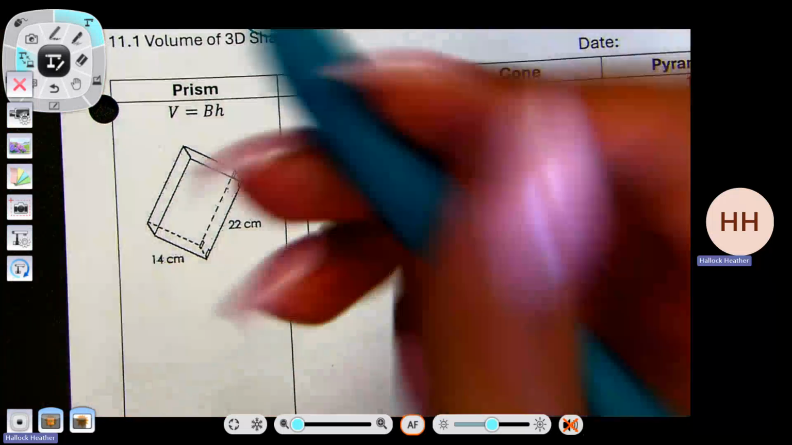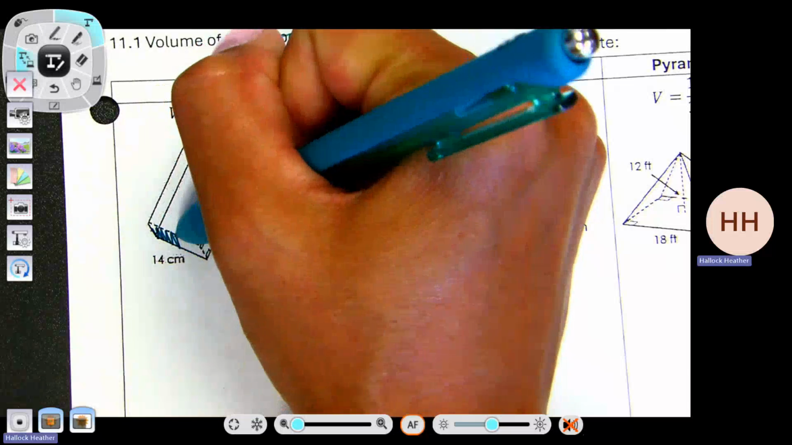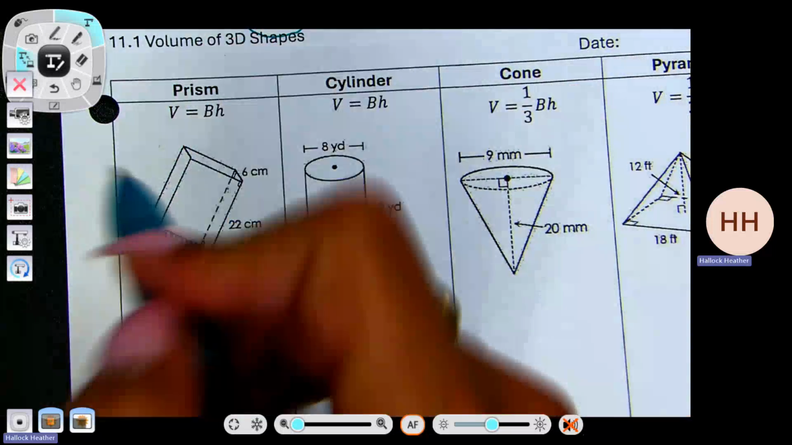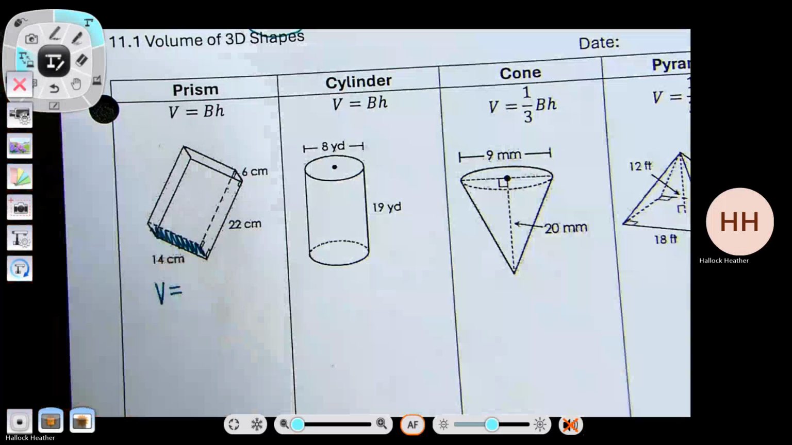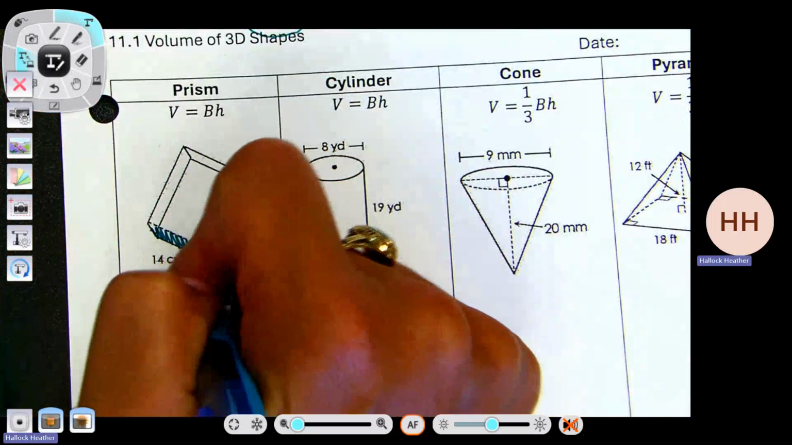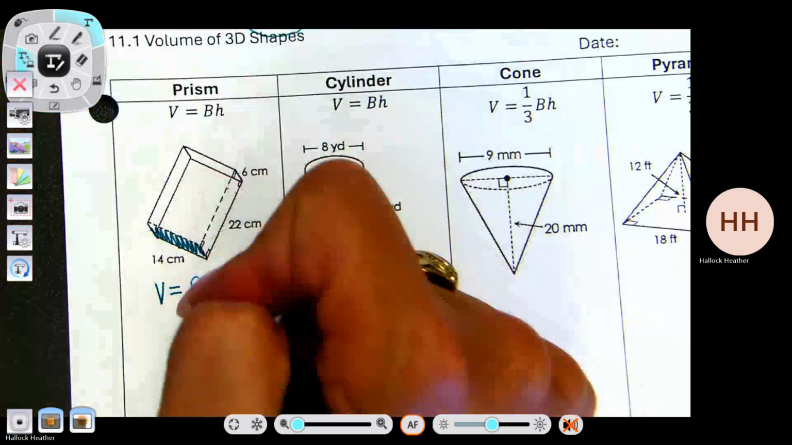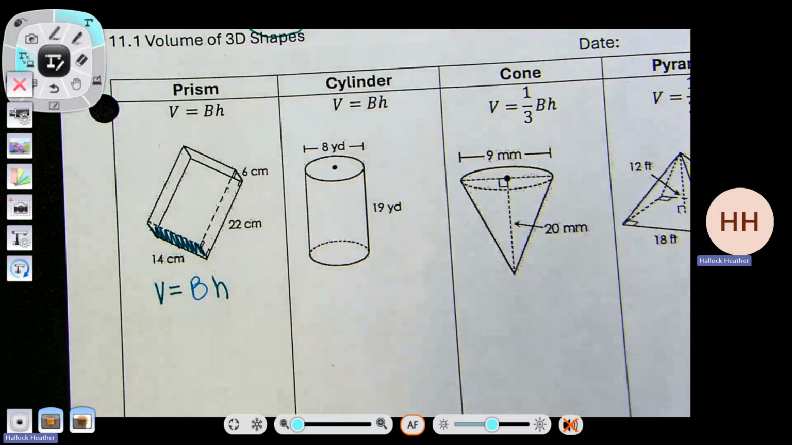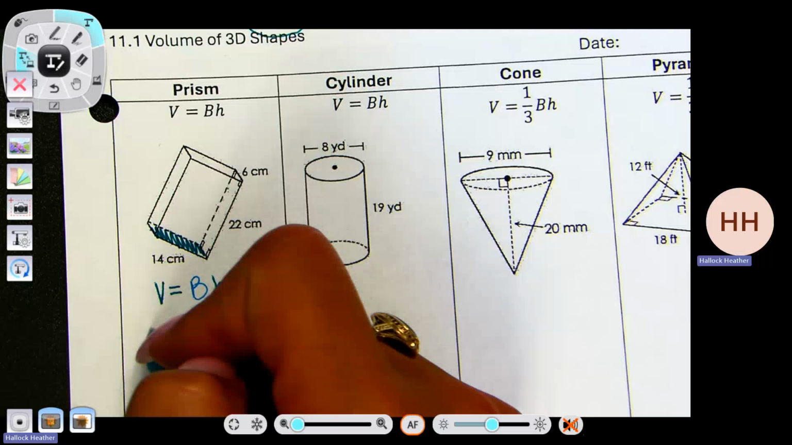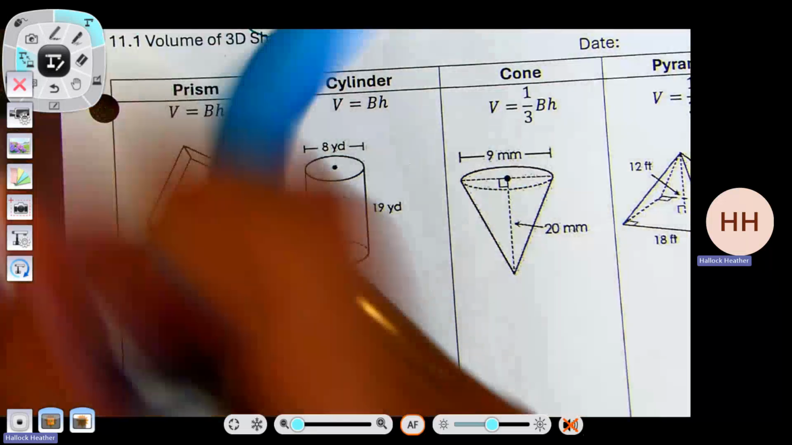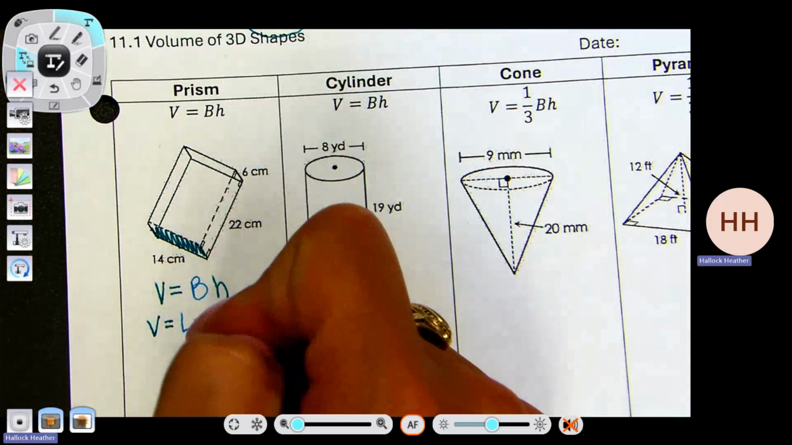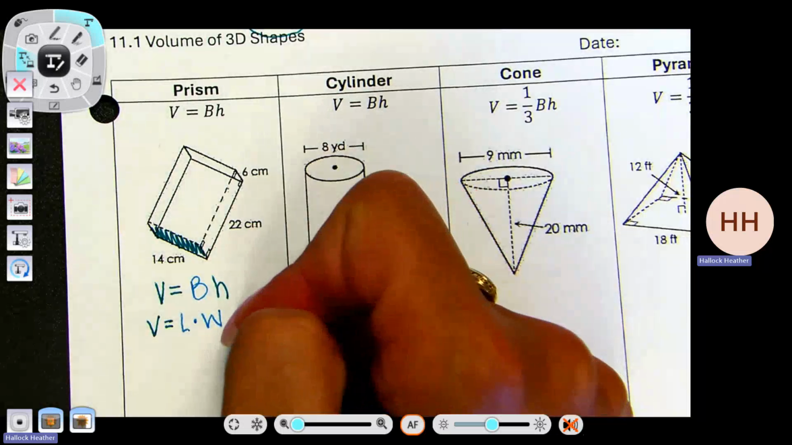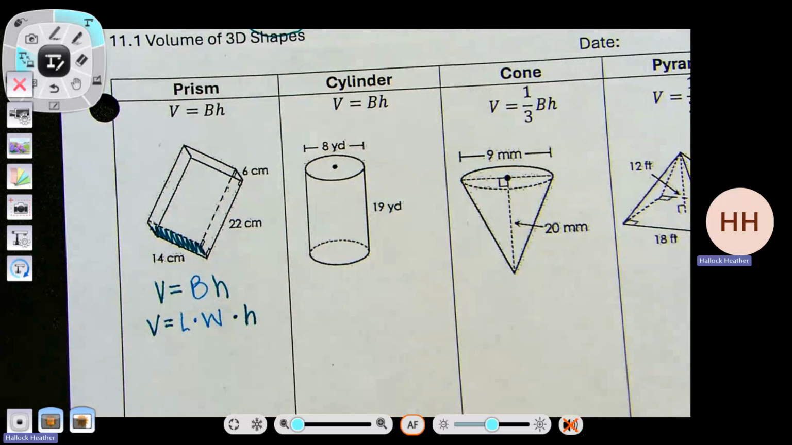Okay, so let's think about a prism. What shape is my base if I shade it in? It's not a square. It's a rectangle. How do you find area of a rectangle? Base times height, which I'm not going to put because I think it's going to confuse you. Another way to find area of a rectangle instead of base times height is length times width. So I'm going to plug in length times width. And then you still have your height because it's a 3D shape.